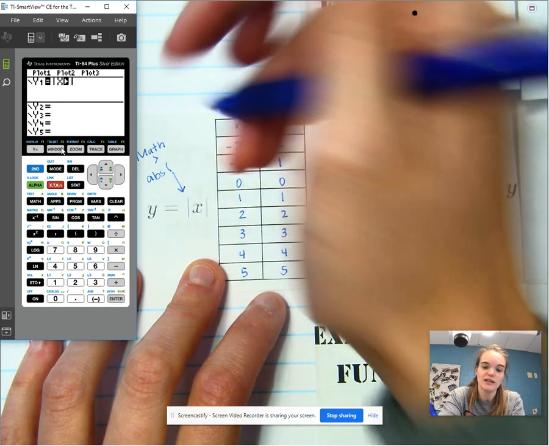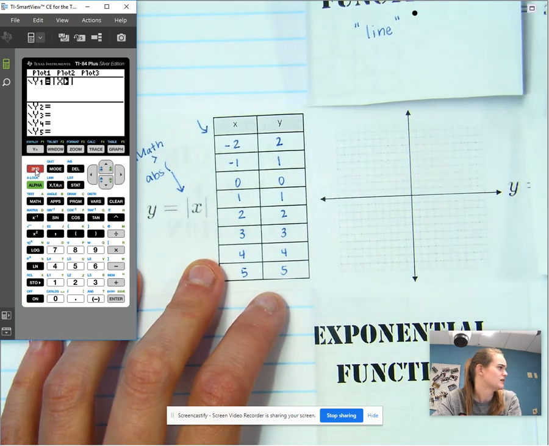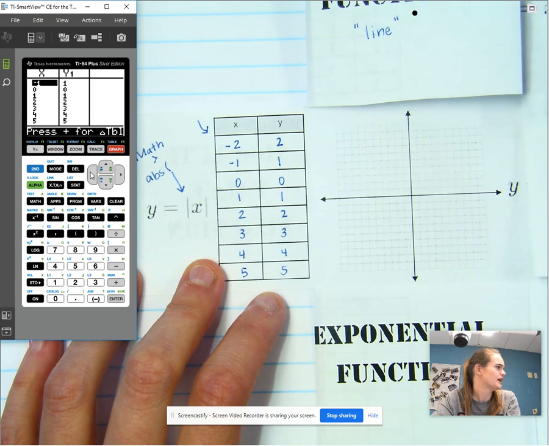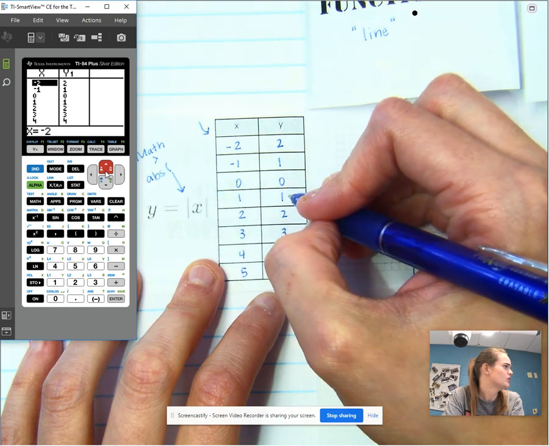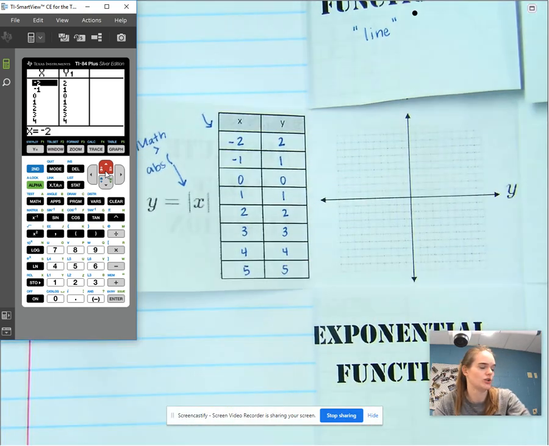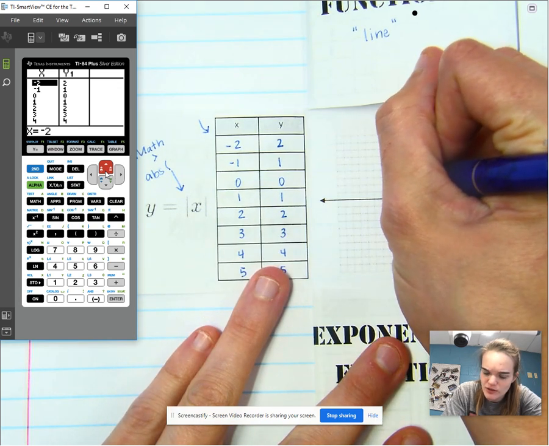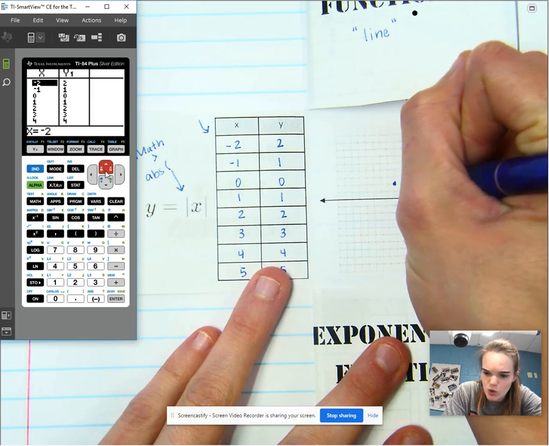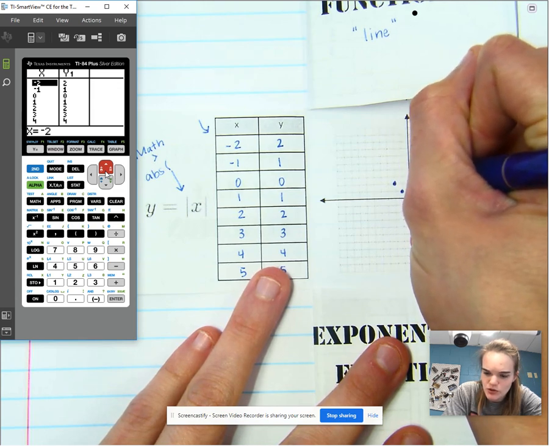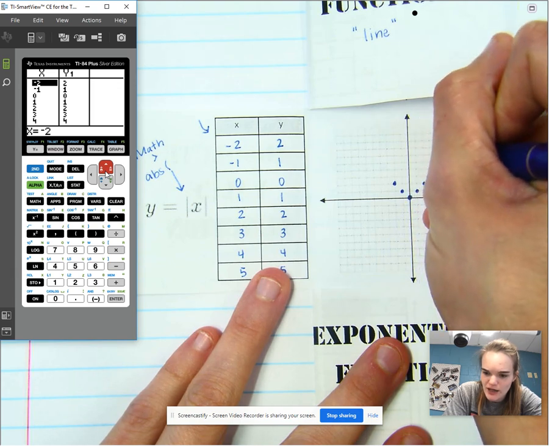Just like before, to get a table, I'm going to press second graph. There's my table. Now I want to see -2 first, so I'm going to go up. So 2, 1, 0, 1, 2, 3, 4, 5. It does match, so we're good. Okay, so I'm going to graph it. -2, 2. -1, 1. 0, 0. 1, 1. 2, 2. 3, 3. 4, 4. 5, 5.